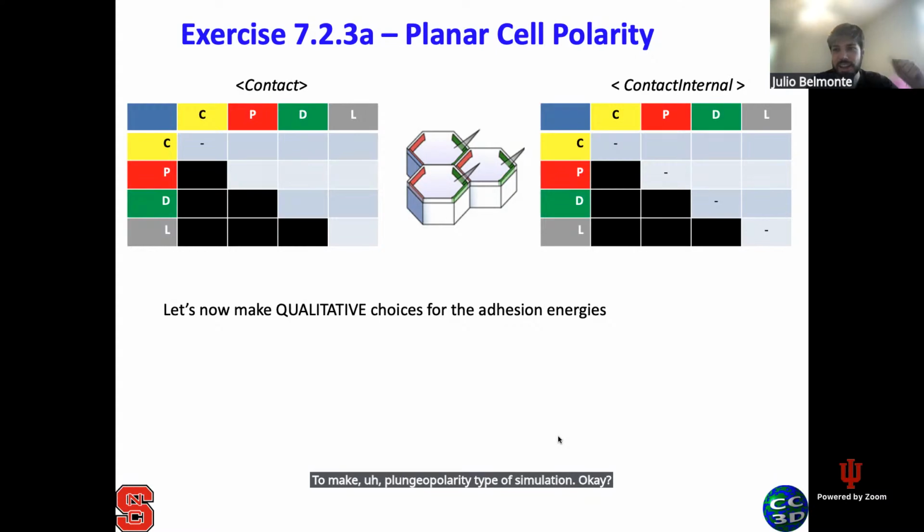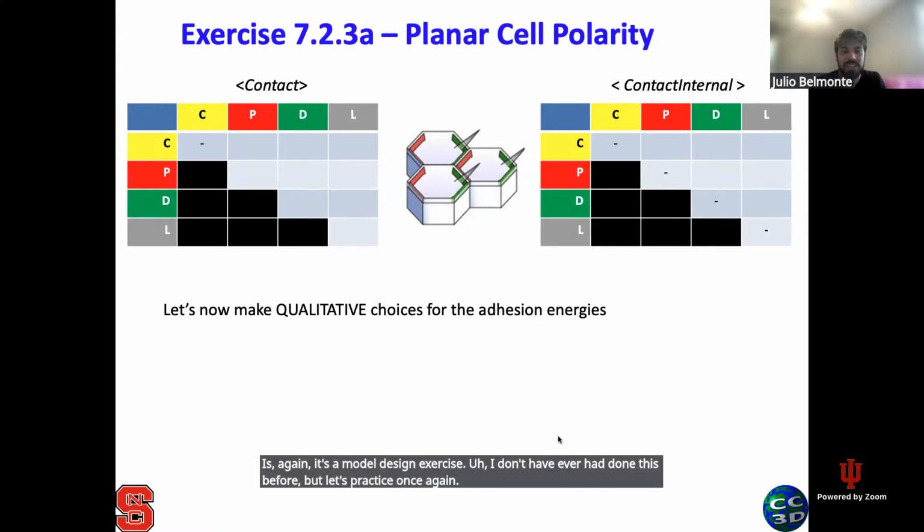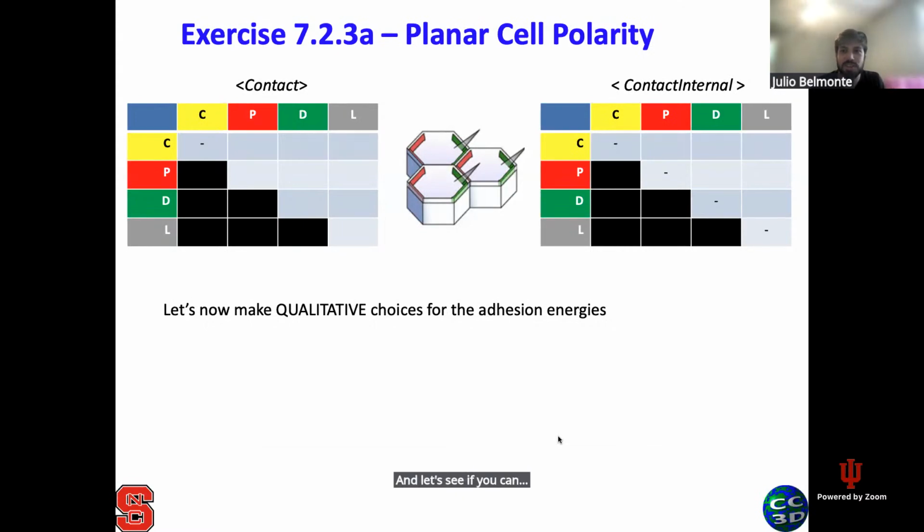And again, we have to first start with a qualitative choice for the different energies. So let's do this exercise again. It's a model design exercise. I haven't done this before, but let's practice once again, and let's see if you can get this to work. So let's start with the contact internal. What do we want the contact internal energies to be like? Right now they're all 0.